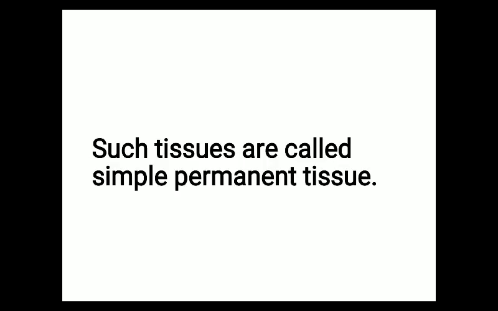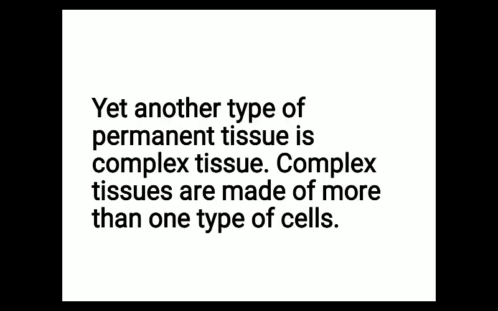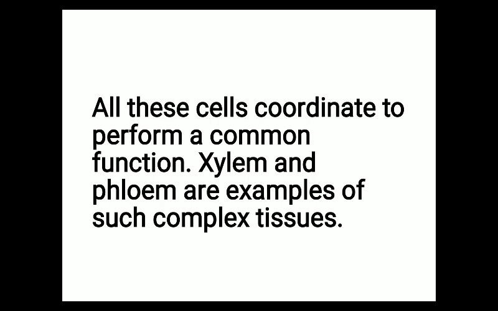But mainly in this video we will study the complex permanent tissue. Yet another type of permanent tissue is complex tissue. Complex tissues are made of more than one type of cell. This is very important. Why are we calling them complex tissue? Because they are made up of more than one type of cells, which join together to form complex tissue. All these cells coordinate to perform a common function in the plant body. Xylem and phloem are examples of such complex tissue.